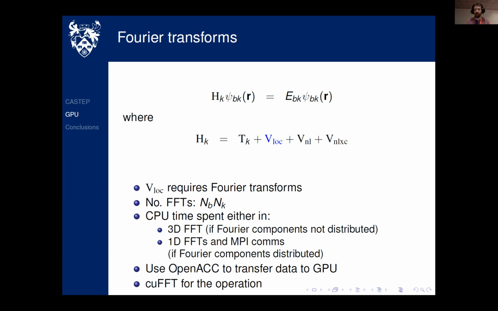And this is a problem on GPUs because you are taking data onto the GPU, which takes some time. You're doing only a 1D FFT, which doesn't have a huge amount of compute. And then probably you're dragging it off the GPU onto the CPU to do some MPI comms. And then you need to do FFTs in the different directions. You've got to get it all back on the card again. So you can do it technically. Programming this is easy. Do OpenACC to transfer the data to the GPU. You do cuFFT for the operation. That's all fine. But getting performance can be quite tricky.